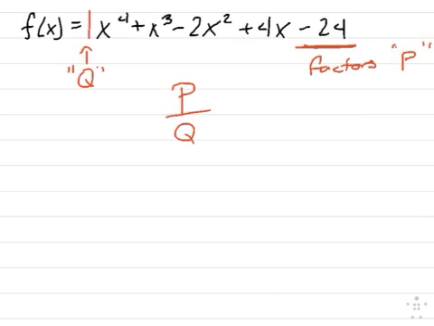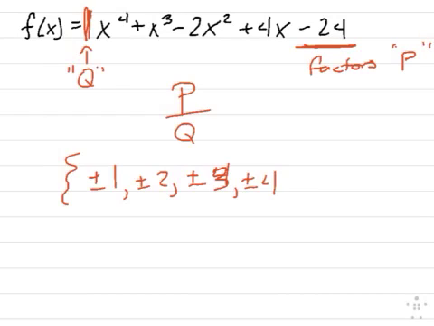So you take all of the numbers. 24 unfortunately has a lot of factors. Fortunately 1 doesn't have a lot of factors. So all of my options are plus or minus 1, plus or minus 2, plus or minus 3, plus or minus 4, plus or minus 6, plus or minus 8, plus or minus 12, and plus or minus 24. That's a lot of things to check.